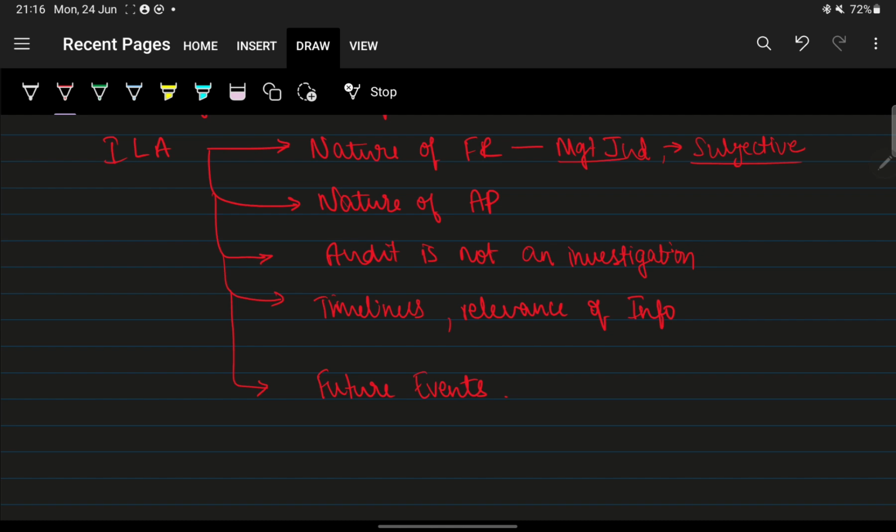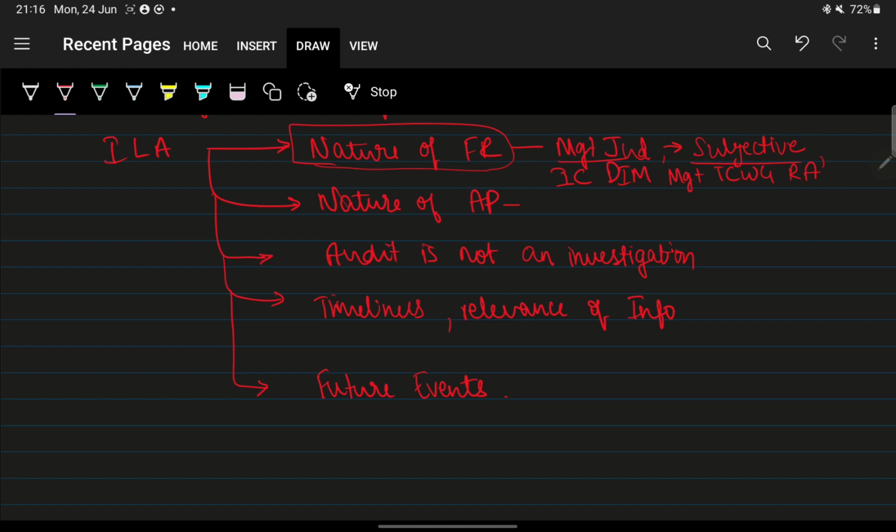So these are subjective. And the internal controls are also designed, implemented and maintained by the management or TCWG. So that also gives reasonable assurance, right? So it is not giving absolute assurance there, right? So that's why the nature of financial reporting is one of the inherent limitations of audit.